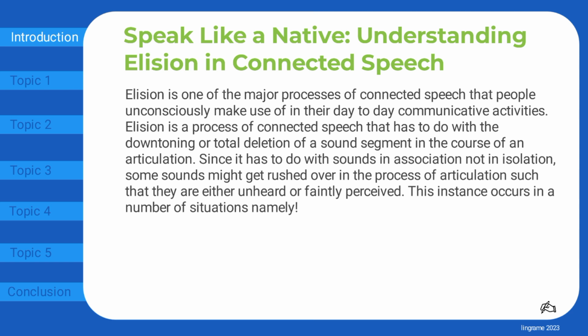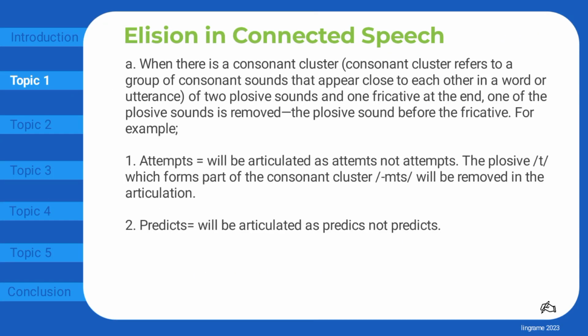Since it has to do with sounds in association, not in isolation, some sounds might get rushed over in the process of articulation such that they are either unheard or faintly perceived. This instance occurs in a number of situations, namely, when there is a consonant cluster. Consonant cluster refers to a group of consonant sounds that appear close to each other in a word or utterance, for example, two plosive sounds and one fricative at the end. One of the plosive sounds is removed, the plosive sound before the fricative.